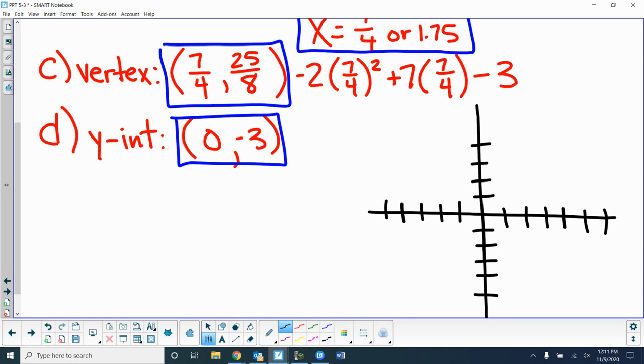Okay, so axis of symmetry is 1 3/4. So I'll make that right there, supposed to be straight. Not too bad. Okay, and my vertex is 3.125 up there. So 1, 2, 3, a little bit above the 3. 7/4, 25/8, right? My y-intercept was 0, -3.